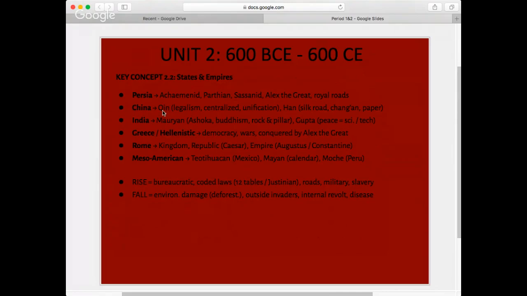In China, you should know that this is the Qin and the Han dynasty for period 2. The Qin dynasty centralizes, unifies, it grows. The Han dynasty has the Silk Road, etc. In India, you should know that this is the Mauryan and the Gupta Empire. The Mauryan with Ashoka, Buddhism, rock and pillars. Gupta, science and technology, great time.